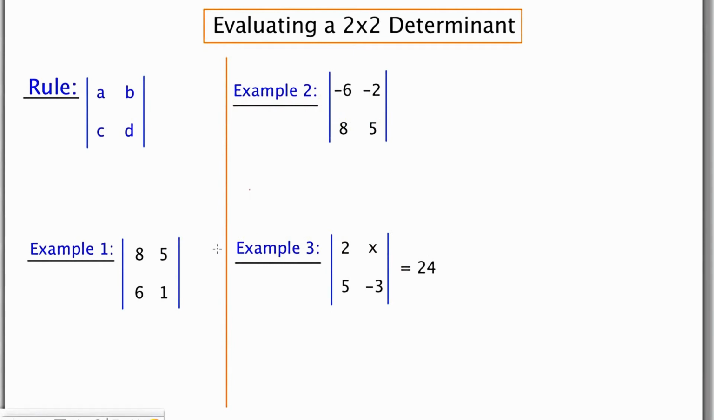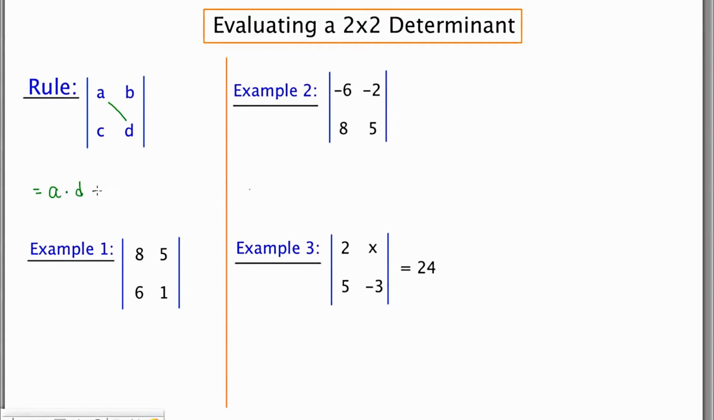Hey guys, in this video I'm going to teach you how to evaluate a 2x2 determinant both manually and using the calculator. We're going to start with what the rule is in determining a 2x2 determinant. So if you're given an array of numbers in 2x2 format and you want to figure out the determinant, you're going to start at the upper left and multiply along that diagonal towards the bottom right. So you're going to end up getting a times d.